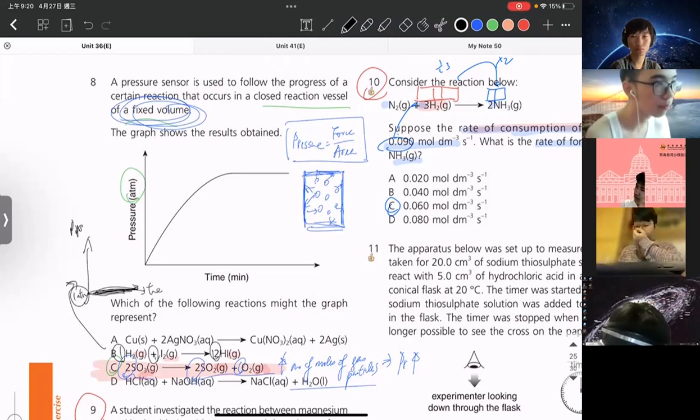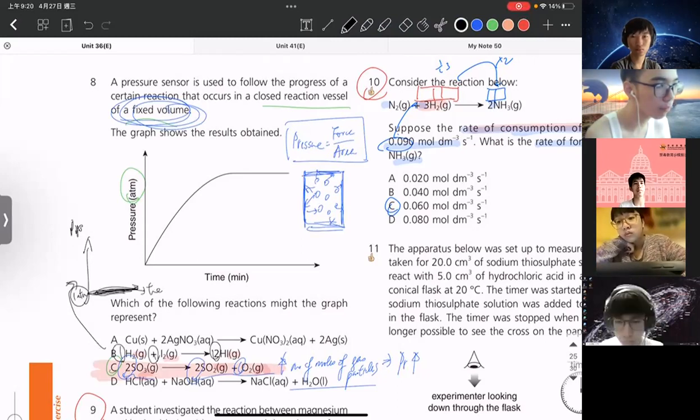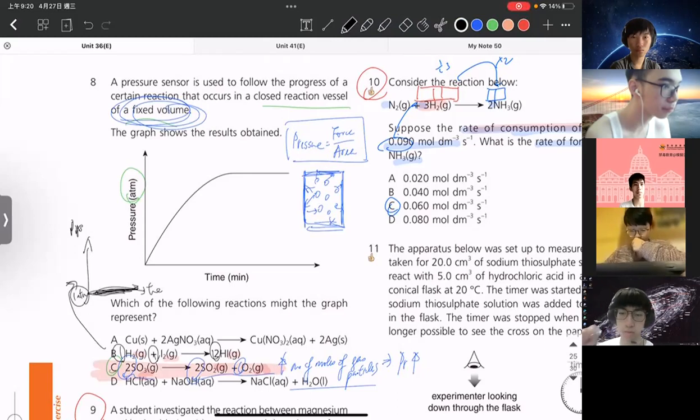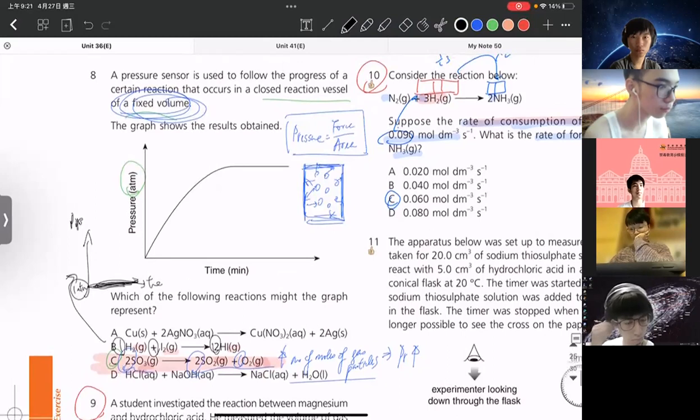Do you understand? So you may have got, how about if you are given an equation in which they will experience a drop in the number of moles of gas particles? You may also use a pressure sensor for help, but for the graph, it will not be this. It will have a dropping trend. Do you understand?